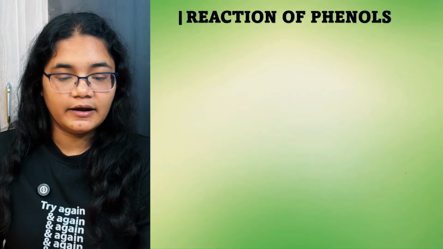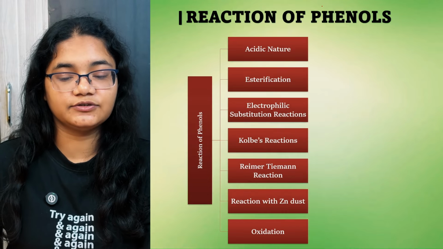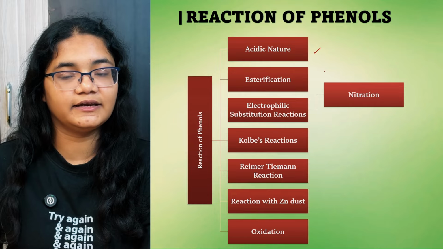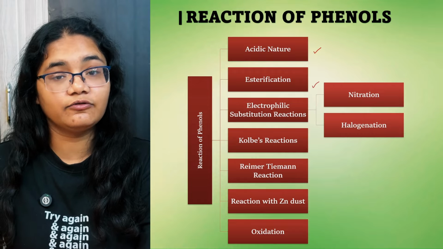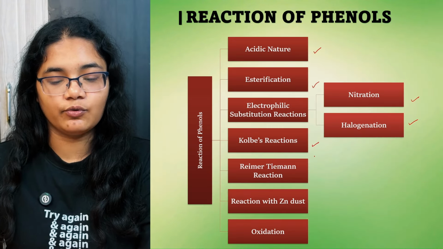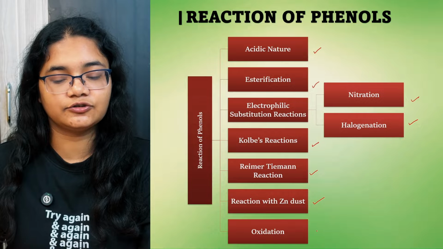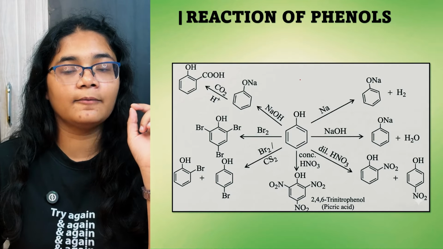Okay. Next, we have reactions of phenol. So on that, we will understand the reactions of phenol. The first one is its acidic nature. Again, that I will discuss at the end. Esterification reaction. In electrophilic substitution reaction, I have nitration and halogenation. And then we have Kolbe's reaction, Reimer-Tiemann reaction, reaction with zinc dust, and oxidation. Okay. So first of all, let's talk about the acidic nature.